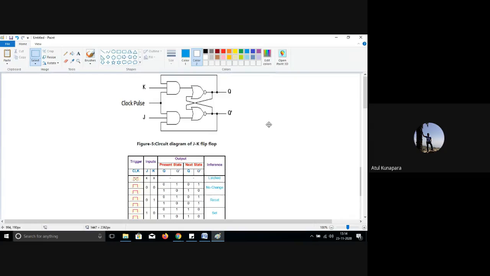Okay, so this is the JK flip-flop table and the diagram you can see. In this JK flip-flop, we require two AND gates, number 1 and 2 you can see. That is for 3 input terminals. Now here 3 input signals are required for these AND gates.